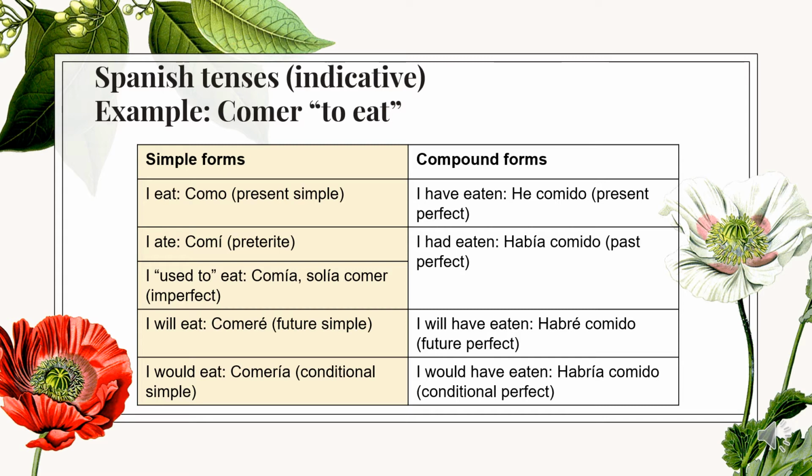Compound forms. So, present perfect or the perfect is I have eaten. The compound forms are formed by using the verb to have, which in Spanish is haber, in whichever tense we want to use it, so present, past, future, or conditional, and then the past perfect of the verb that carries the information. So, I have eaten, he comido. So it's an action that happened in the past, but is still having an effect on the present. So today, I have eaten chips. Hoy he comido patatas fritas.